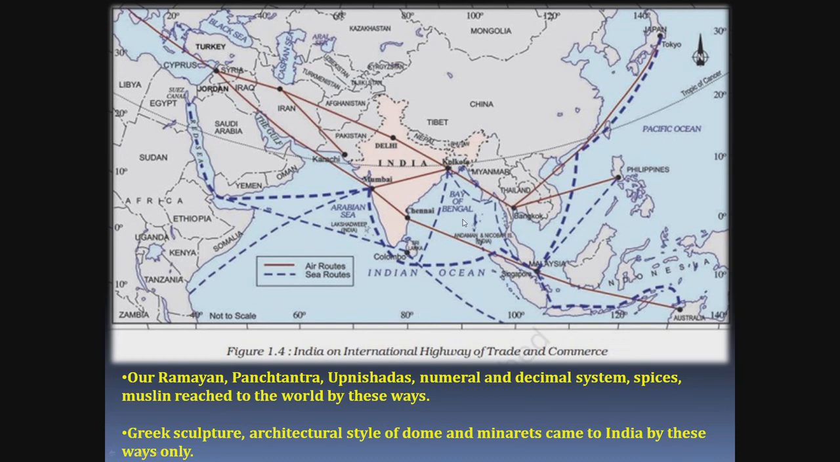It is nothing like that, that before oceanic routes there were no routes. It's not like that. As you might have heard about the Silk Routes, countries used to trade with each other by these land routes. So by these land routes, many things were transported to other countries and many things we received from other countries. Here you can see our Ramayana, Panchatantra, Upanishads, numeral and decimal system, spices, all these Indian things reached the world by these ways only. Same like that, Greek sculpture and the architectural style of dome and minarets came to India by these ways only.